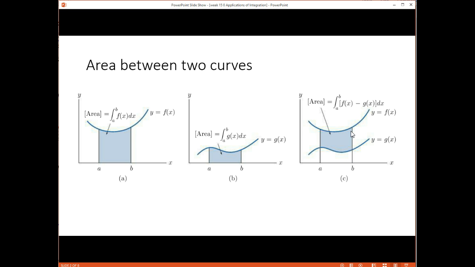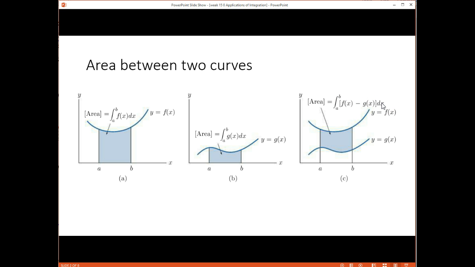And this is actually a very simple process to do, because I already know the integral from a to b of f of x is the area underneath f of x. I already know the integral from a to b of g of x is the area underneath g of x. Well, notice this shaded region here. This is basically all of f with g backed out of it. So basically, this integral, the area between the two curves, is the integral from a to b of the upper curve f of x minus the lower curve g of x.